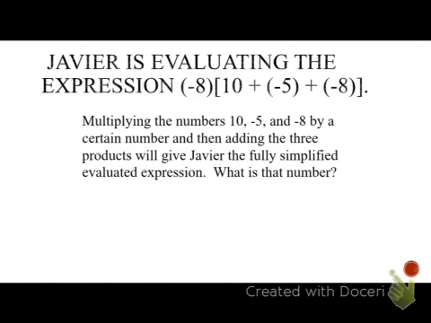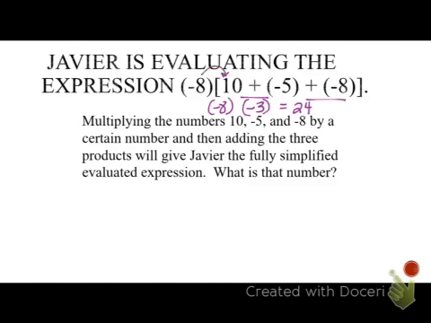If we were to simplify the expression as given, you would take 10 and add it to negative 5, giving you 5. And then you would add that to negative 8, giving you negative 3. So negative 3 times negative 8 will give you positive 24. So we're looking for a number that when multiplied to each of these individual terms will give you positive 24 as your overall answer. You should notice that this represents the distributive property.